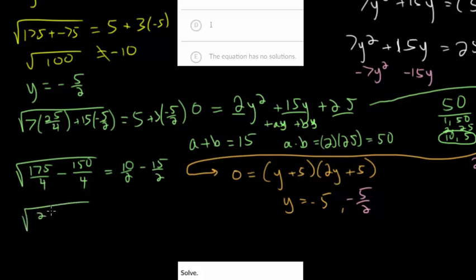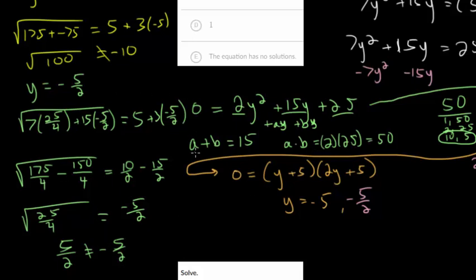So under here we have 25 and 4, but over here we have minus 5 halves. And this simplifies to 5 halves, since you would take the square root of the top and the square root of the bottom. And square root of 25 is 5, square root of 4 is 2. But you can see 5 halves is not the same as minus 5 halves.